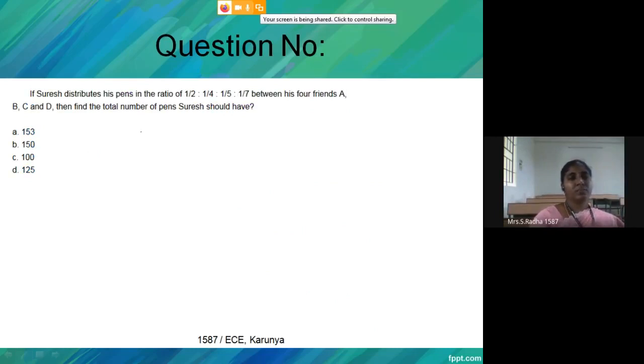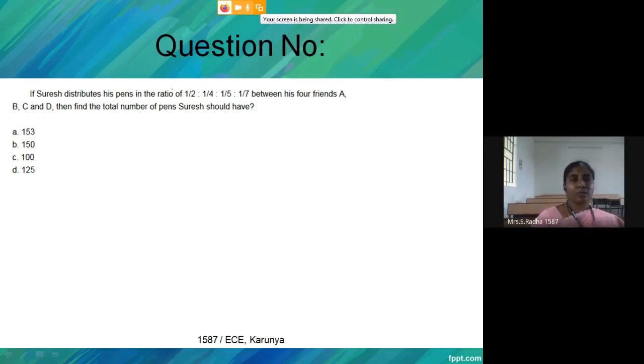If Suresh distributes his pens in the ratio of 1/2, 1/4, 1/5, 1/7 between his four friends A, B, C, D. He has a total number of pens and he is giving them out in the ratio 1/2, 1/4, 1/5, 1/7. Then find the total number of pens Suresh should have.